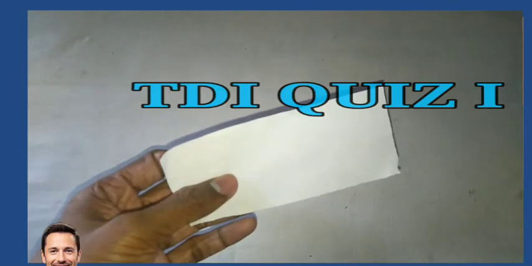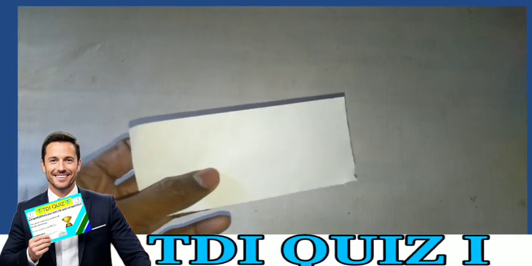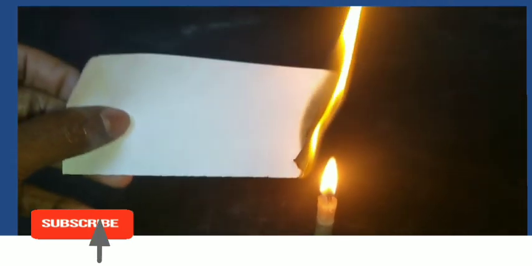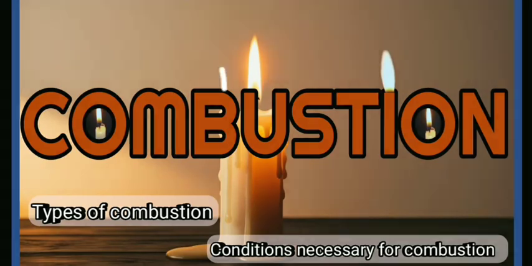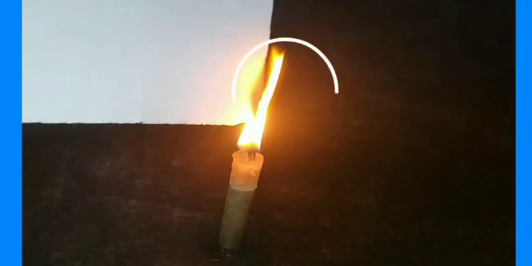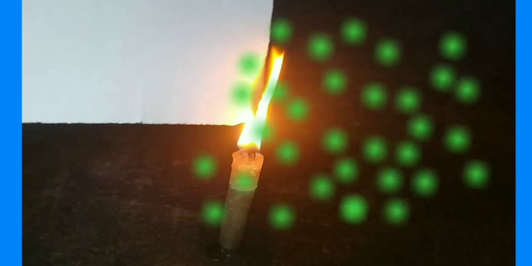Let's observe this in practical. Take a piece of paper and bring it close to a flame. What do you observe? You observe that the paper starts burning. This is combustion. Let's find out why this is called combustion. Paper, a substance. Light sometimes may not appear. Heat. Air in the atmosphere contains oxygen.